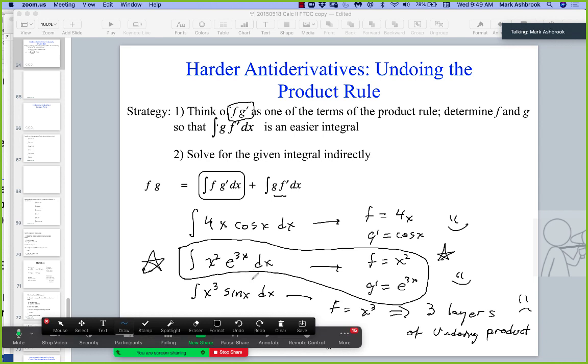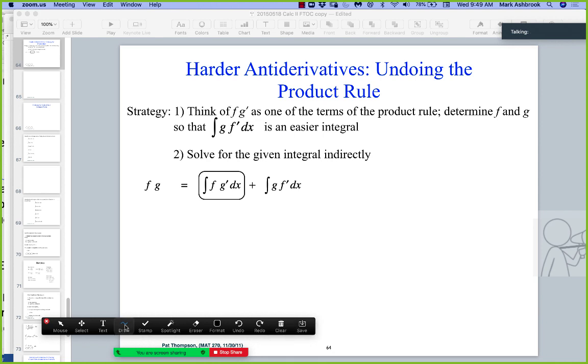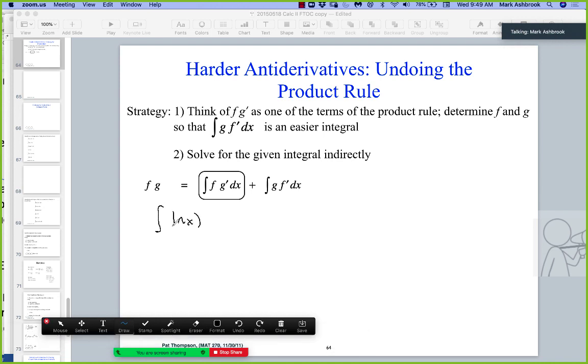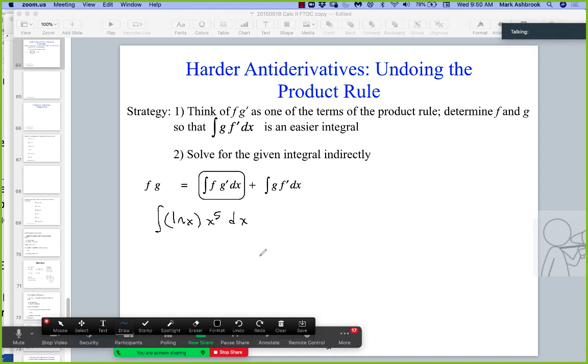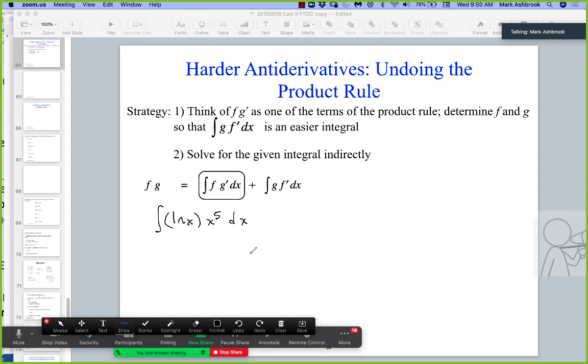Okay, so let's look at a new problem here, and we'll actually finish it out. So now I want to do natural log of x times x to the 5th. So what do we think? What's this going to entail? What's this going to take to do this, based on what we were just talking about? Give it a shot.